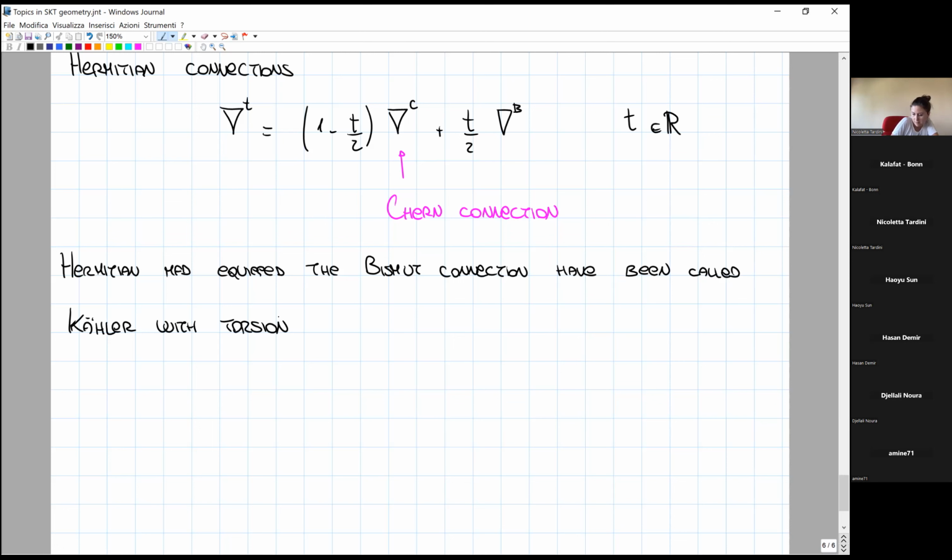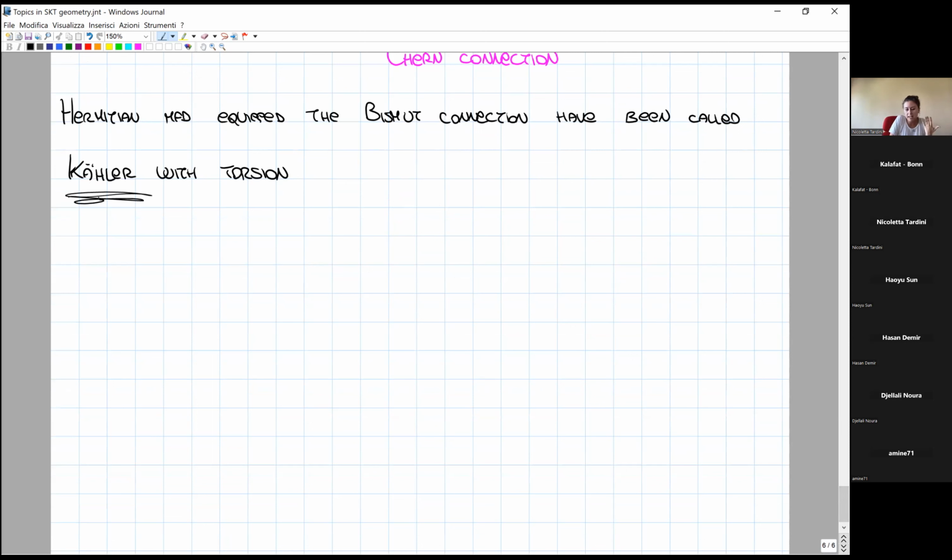Because you see, sometimes the fundamental form was actually called also Kähler form, but it's a bit misleading because Kähler usually means that the fundamental form is closed. So that's why we have Kähler, but with torsion, because we saw that for the Bismuth connection the torsion is totally skew-symmetric, okay? So this motivates the following definition, that is the definition finally of SKT metric.